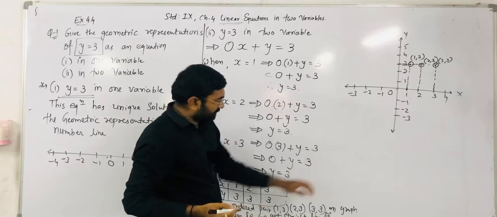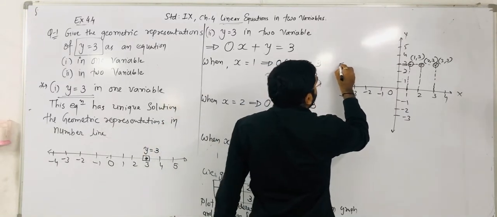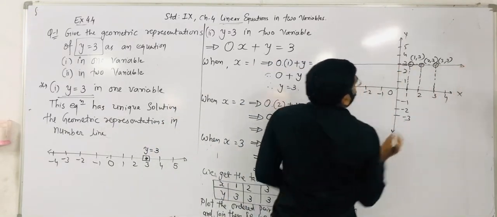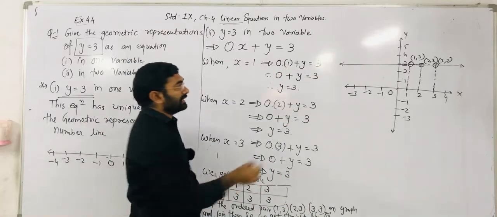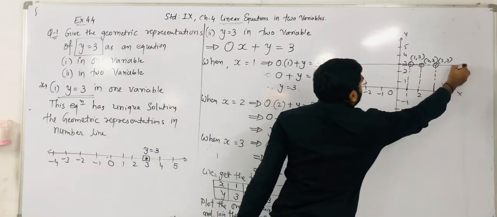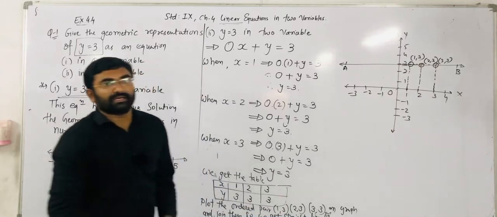So we have to join them. All these points we join. So you get this type of straight line. You give the name AB. So we get AB as a straight line.